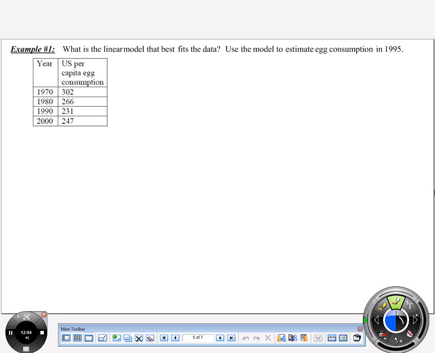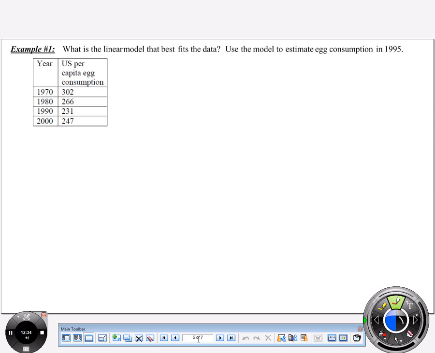Okay. Question for you guys, before we even did any work. If you're going to use your model to predict egg consumption in 1995, is that interpolation or extrapolation based on this data? Interpolation. 1995 is a year within the years that the data was collected. So though you're using your own model to estimate what it would be, it's within the data that's there. Okay, so that's interpolation, not extrapolation.